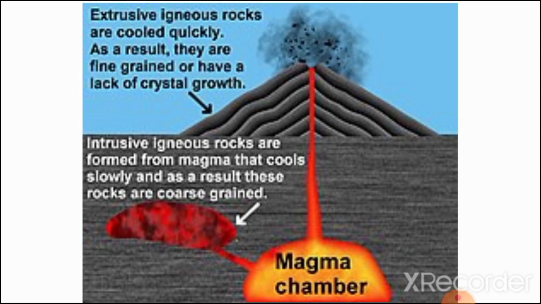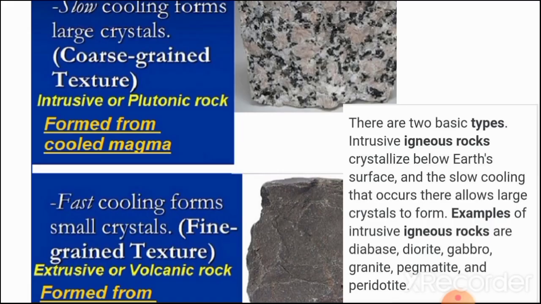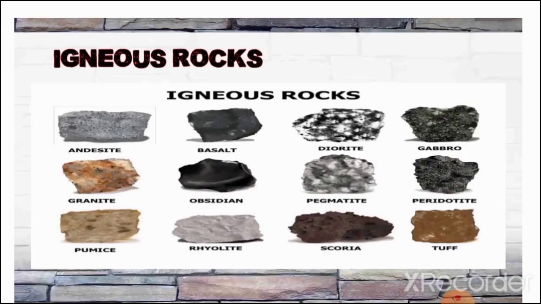Because it is within the earth, the intrusive igneous rock gets cooled slowly and forms large crystals. But because it is on the earth's surface, the extrusive rock cools faster and makes small crystals. Examples of igneous rocks are andesite, granite, obsidian, diorite, gabbro, tuff, pumice, and so on.